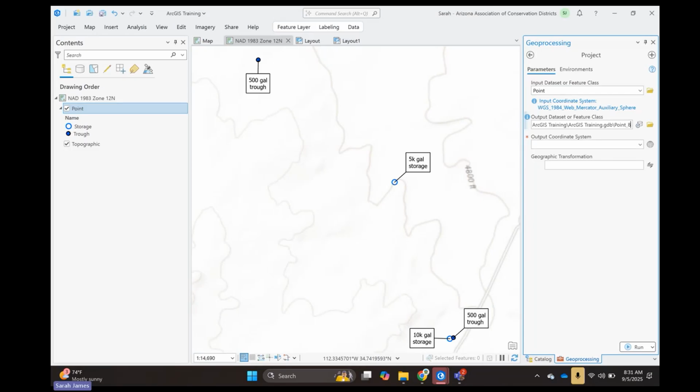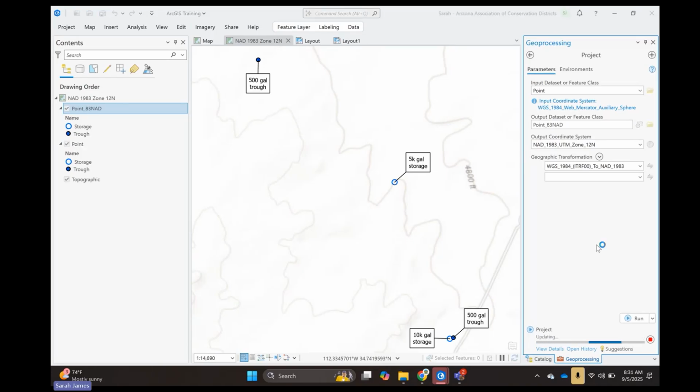I'm going to do 83 NAD. And then the output coordinate system, I want to be the current map because that one's different. So you can see here, ArcGIS does a great job of helping us out. It says, oh okay, so you want to take WGS 1984, which is the coordinate system my layer's in, to NAD 1983. Yes, I do. And so I just get to hit run and it's going to go ahead and change it for me.